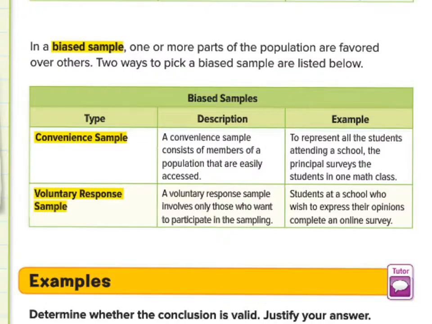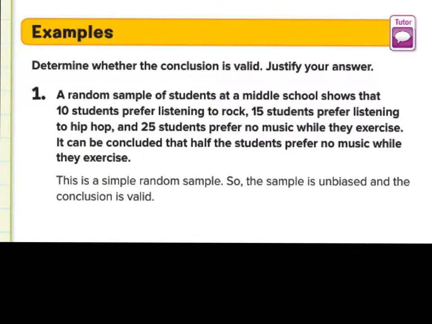The same thing happens with voting. In voting, the voluntary response sample, often voters are elderly, retired people who have time to go out to the voting booth, and that's why we get a biased sample. Okay, now let's take a look at the first examples as we understand what biased and unbiased samples are.